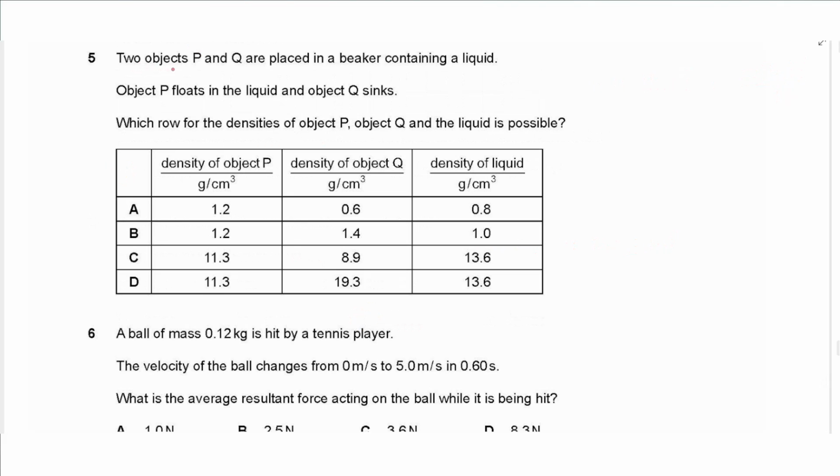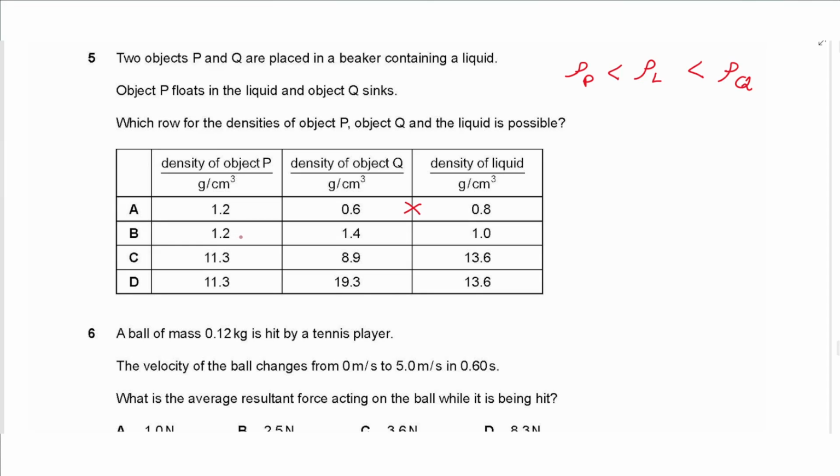Question 5 says two objects P and Q are placed in a beaker containing a liquid. Object P floats in the liquid and object Q sinks. So the density of P is less than the density of the liquid and the density of the liquid is less than the density of Q. So P must have the least density and Q must have the greatest density. So checking the choices here, A we have P 1.2, Q 0.6, that's less, correct. But the density of the liquid is greater than Q, so it's not correct.